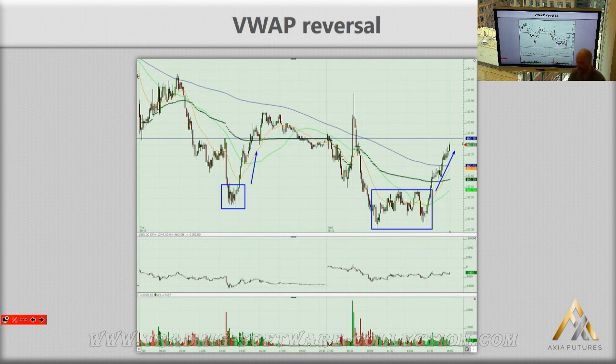Likewise, same with the continuation one. You need it a certain distance away. Ideally, if you've got a high volume candle, a reason that the market should continue, that's a little bit more help as well.